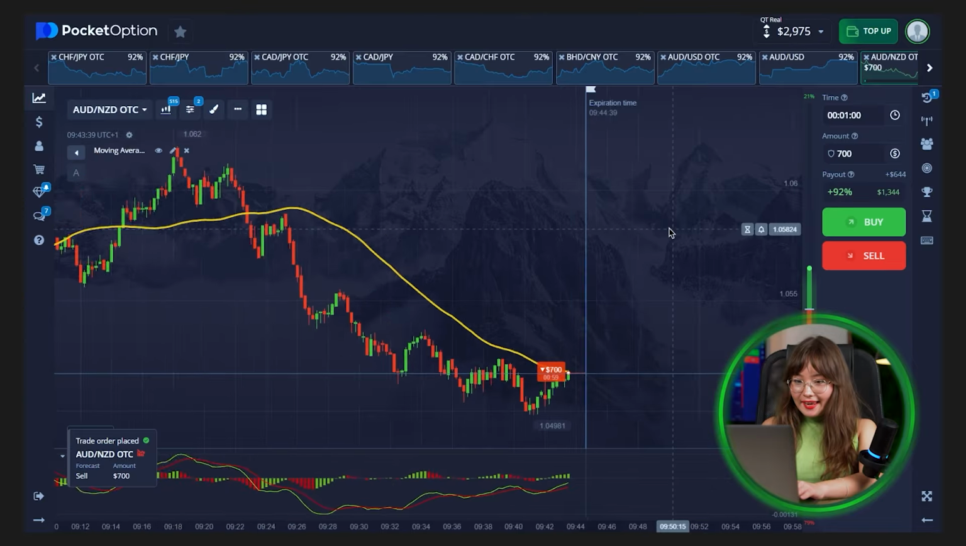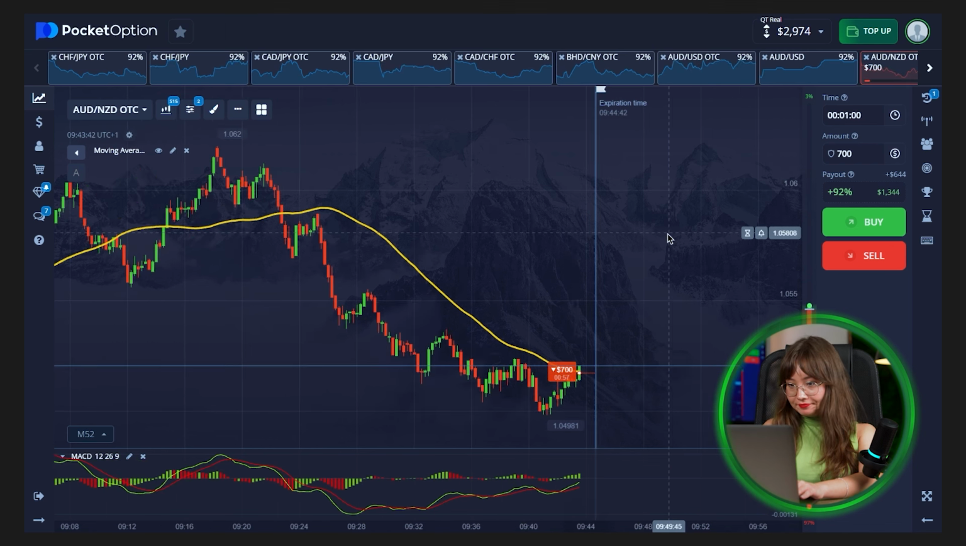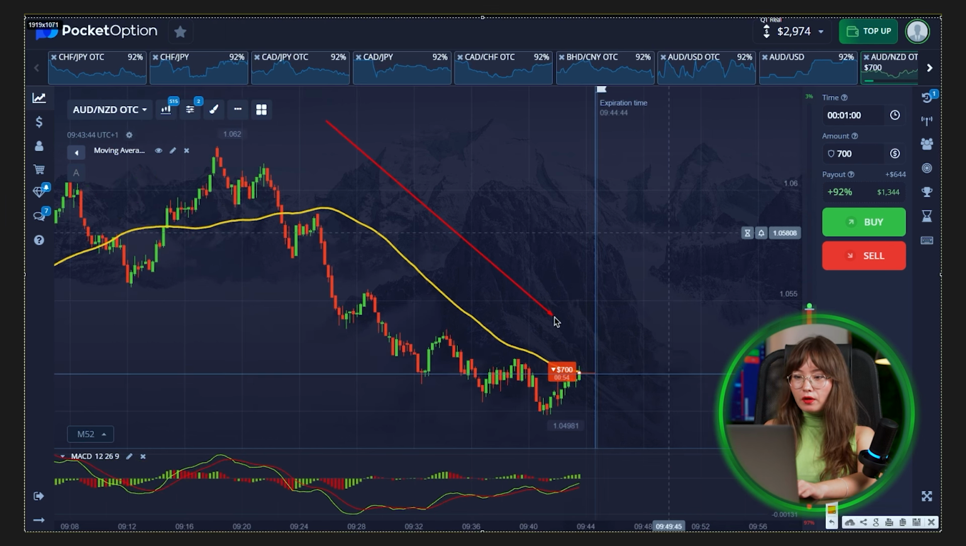Determining a trend is super simple. If the line is going up, it's an upward trend. If the line is going down, it's a downward trend. Use it to your advantage. Let's open a short position. We were below zero on MACD, so I'm expecting the price to drop.